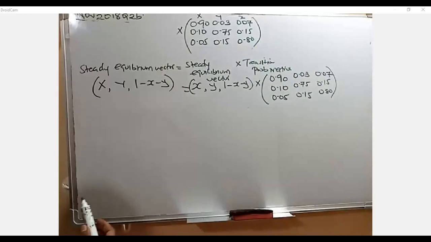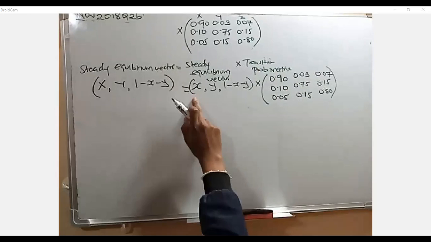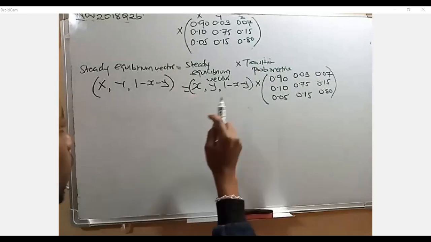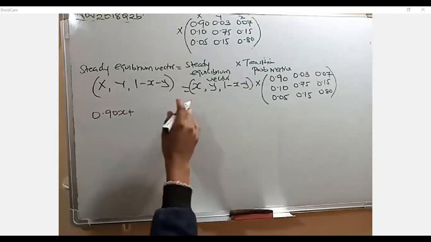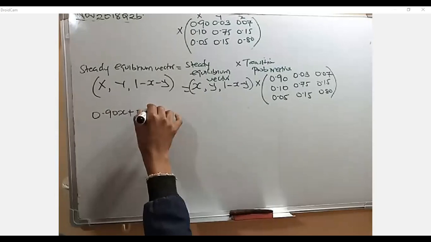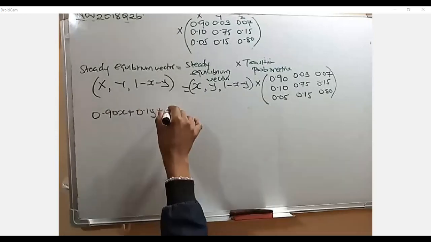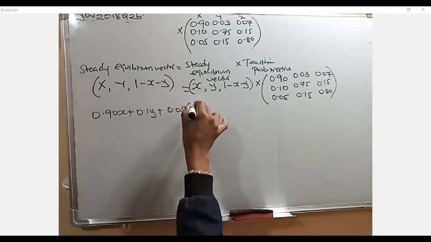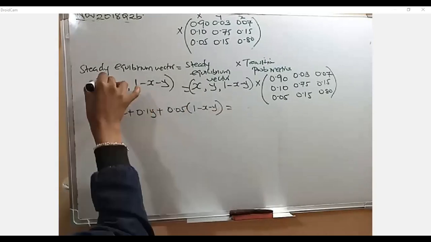Now, in this case, we just want to formulate the first equation. I take these values, I multiply with the first column, right? Then it will be 0.90x plus the second one will be 0.1y, right? Then the last one it will be plus 0.05 times 1 minus x minus y, which should be equal to the first value, which is your x.